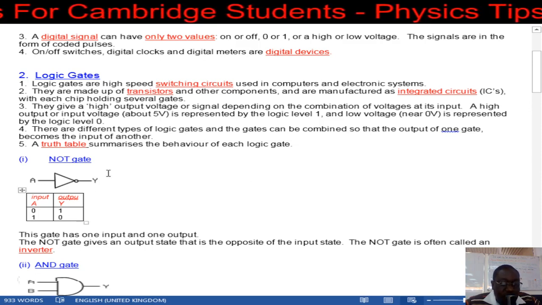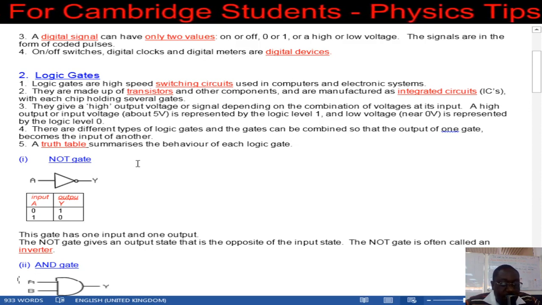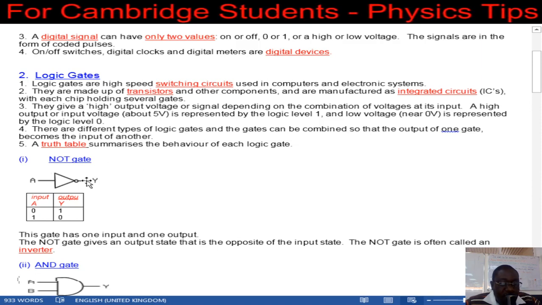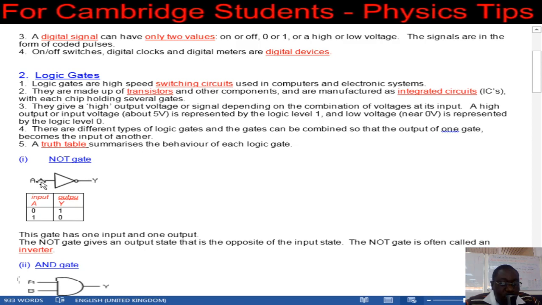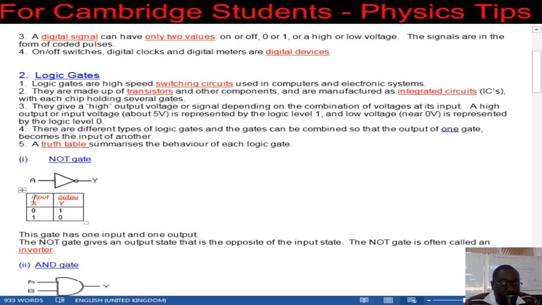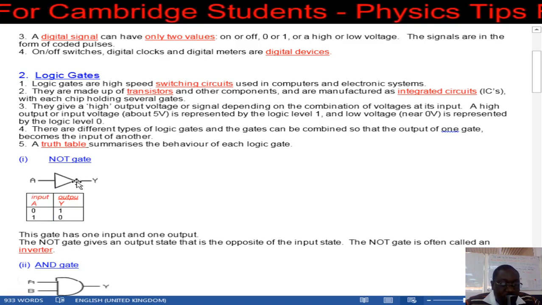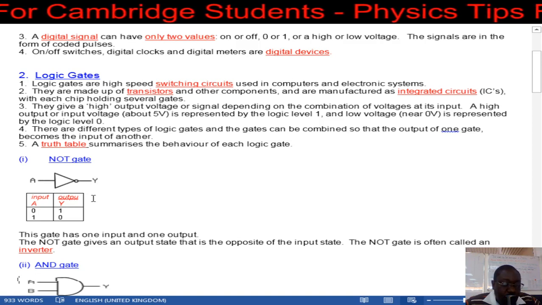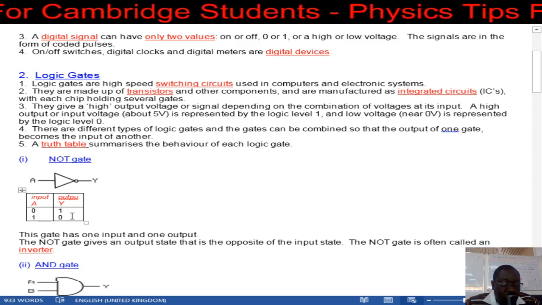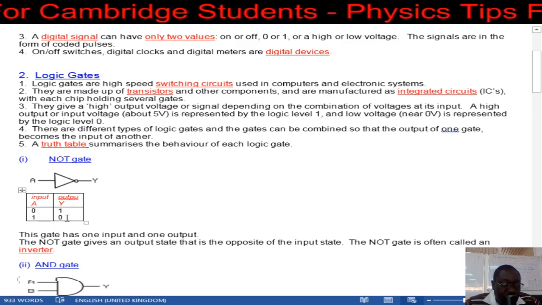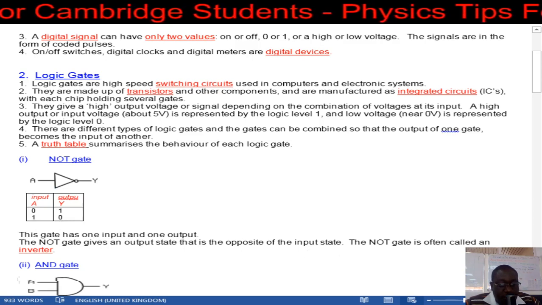So we're going to start with the first logic gate, which is the NOT gate. The other name for this is called the inverter. So whenever the input is high, the output is low, and whenever the input is low, output will be high. So the symbol for a NOT gate is as shown, a triangle with a NOT in front. So input 0, output 1, input 1, output 0. So that's the truth table for the NOT gate. This gate has one input and only one output.